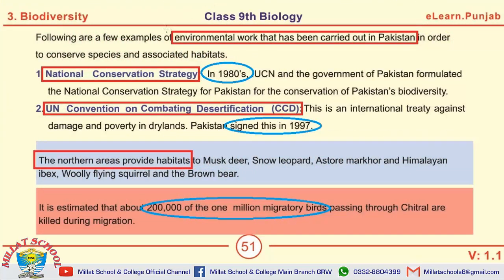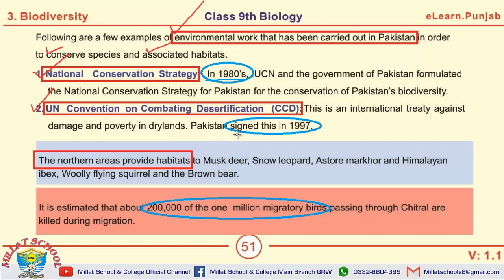Our next topic is: write few examples of environmental work that has been carried out in Pakistan in order to conserve species and associated habitats. That is the question. There are 8 points discussed in this topic. Every point can be asked as a short question. There are 2 points on this page which can be asked as short question, and mostly MCQs can be asked from this topic. For example, the first one is IUCN and Government of Pakistan formulated the conservation strategy in 1980s.